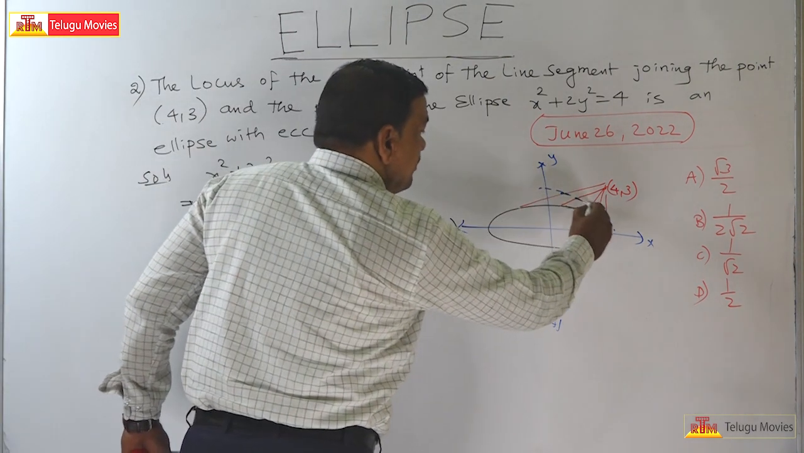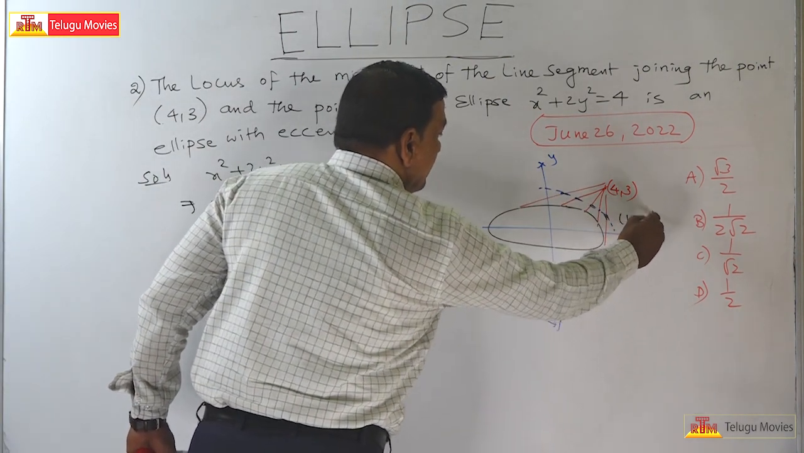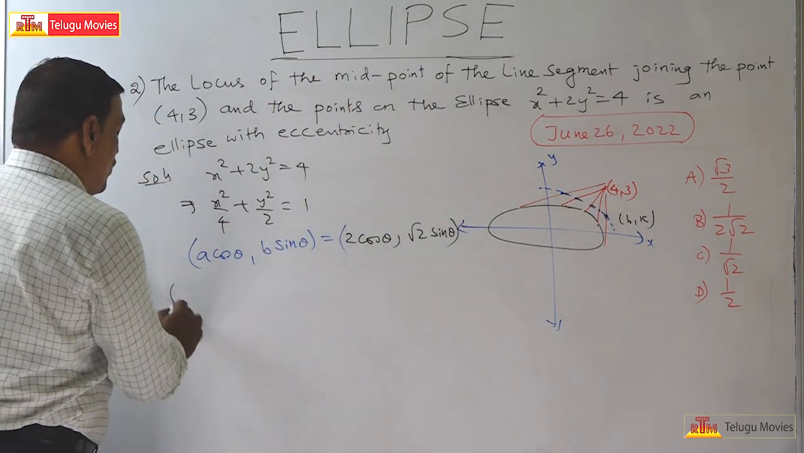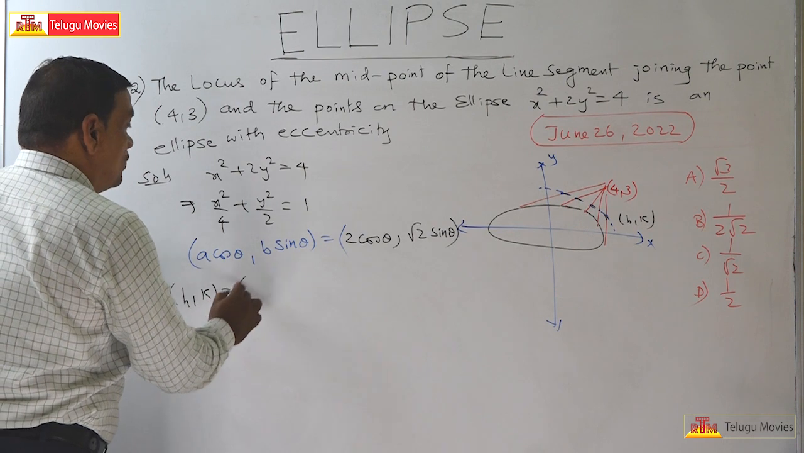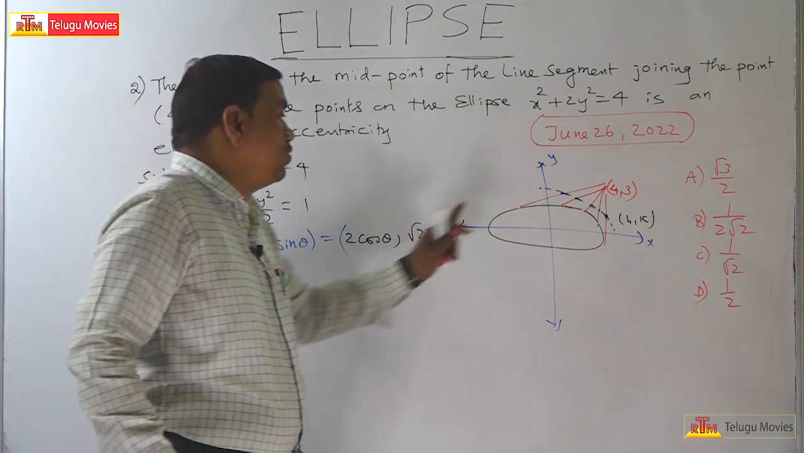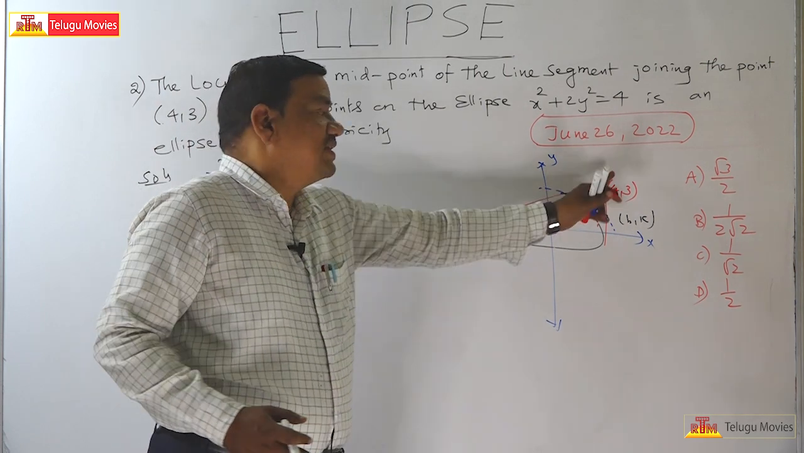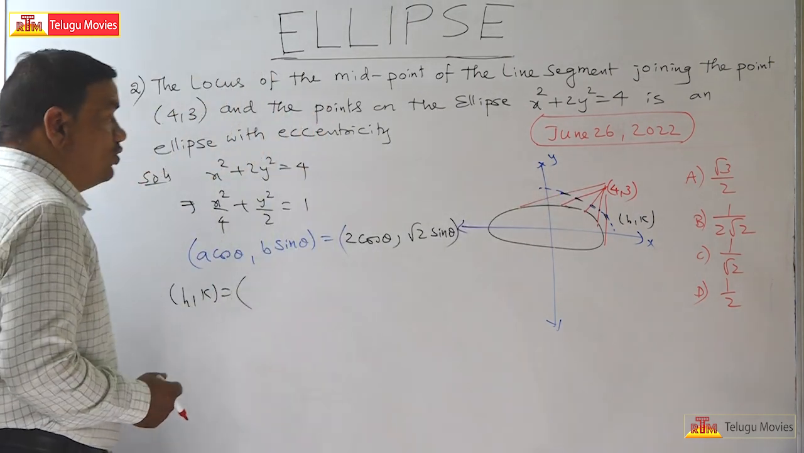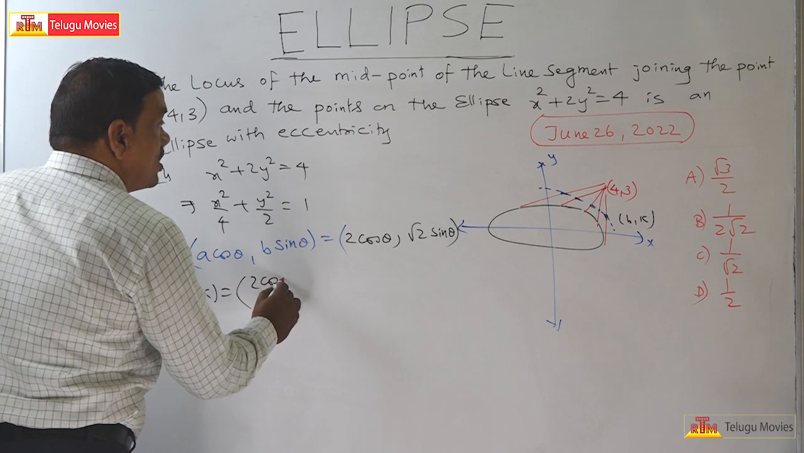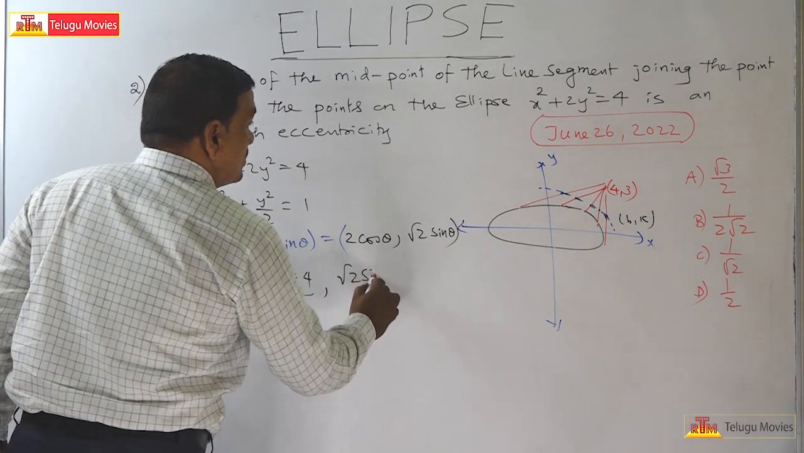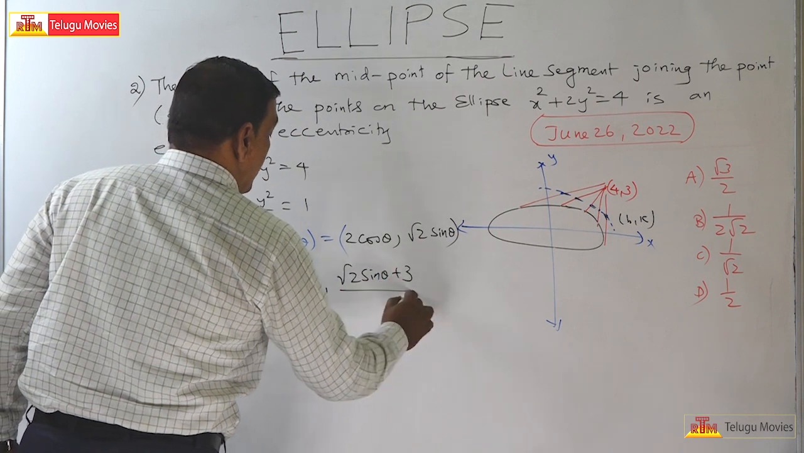Now, let the midpoint be (h, k), that is the locus. The midpoint is (h, k). Therefore, (h, k) is equal to, what is the midpoint of the line segment joining these 2 points? It is ((x1 plus x2) by 2, (y1 plus y2) by 2). That means ((2 cos theta plus 4) by 2, (root 2 sin theta plus 3) by 2).